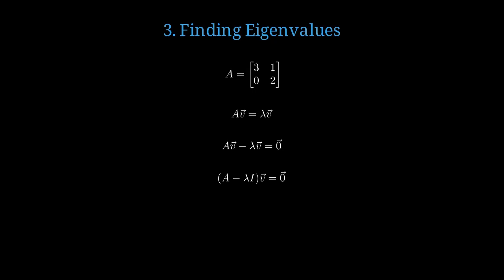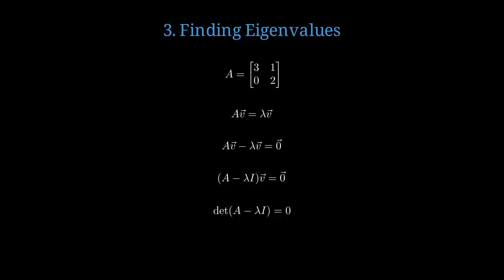Let's learn how to calculate eigenvalues from a matrix. Consider this simple 2x2 matrix A. We start with our eigenvalue equation. Rearranging, we get Av minus lambda v equals the 0 vector. Factoring out v, we get A minus lambda I times v equals 0, where I is the identity matrix.